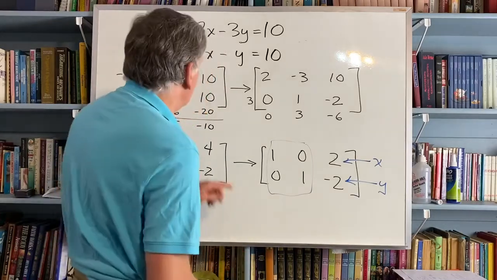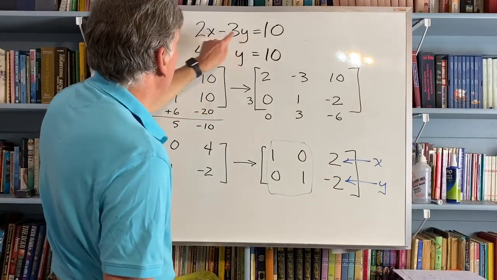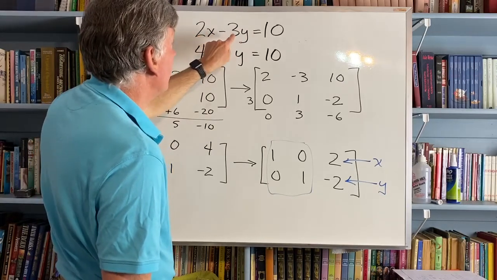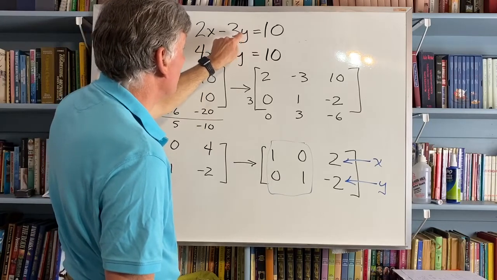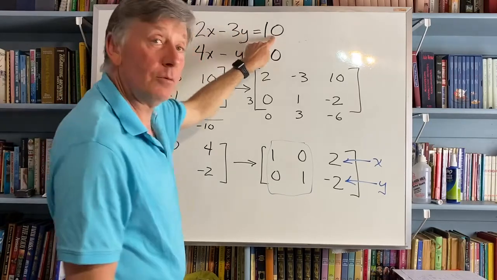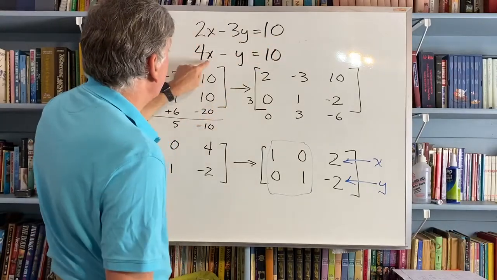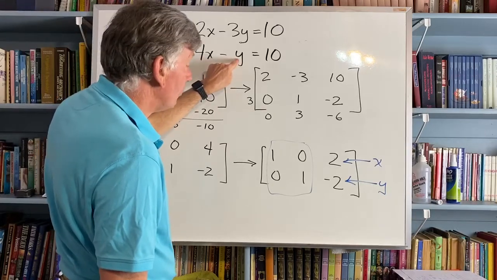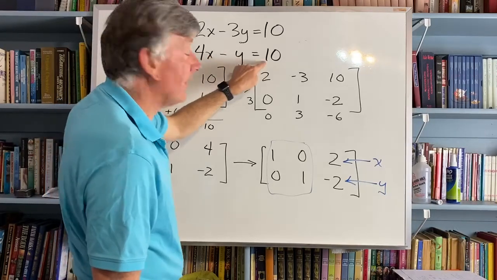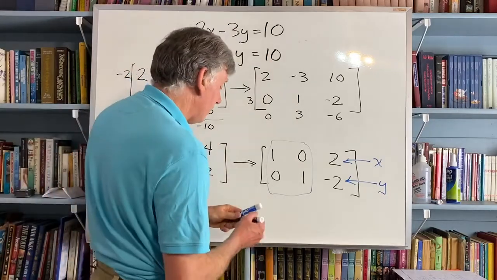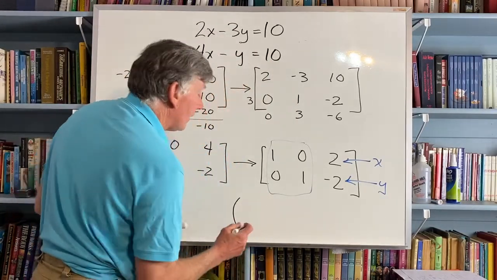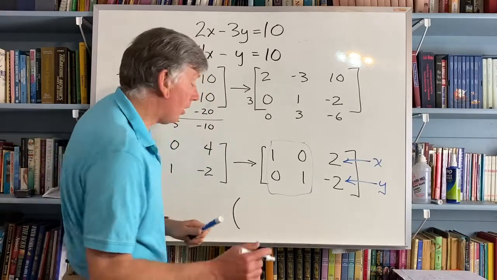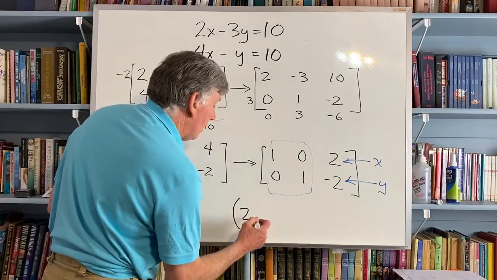Now let's check. If x is 2 and y is minus 2, is it true that 2 times 2 is 4, minus 3 times a negative 2, which is plus 6. 4 plus 6, is that equal to 10? Yes. Now bringing down here, 4 times 2 is 8, minus a negative 2 is plus 2. 8 plus 2, that's 10. Yes, the answer worked. So my answer using Gaussian reduction, Gauss-Jordan elimination, whatever you want to call it, is 2, minus 2.